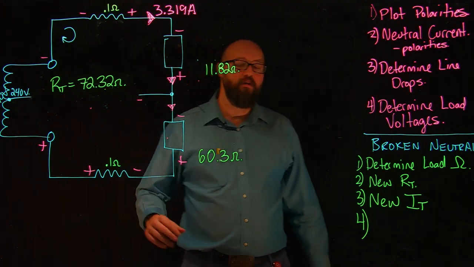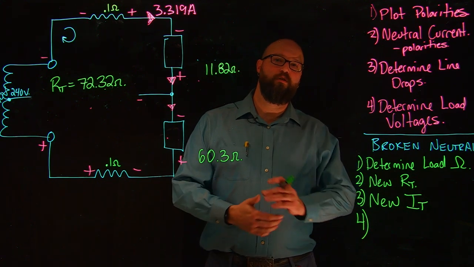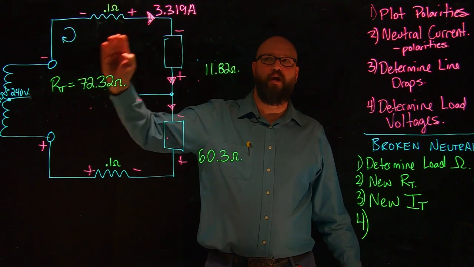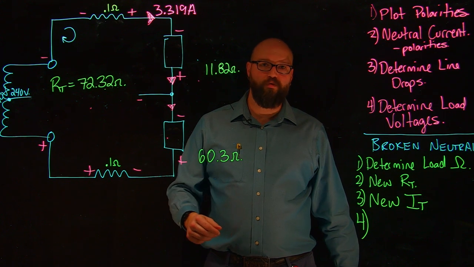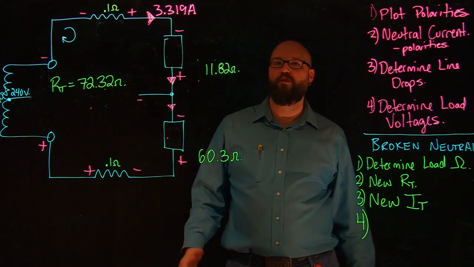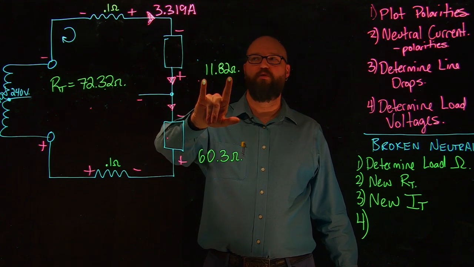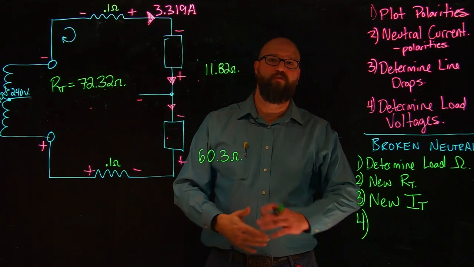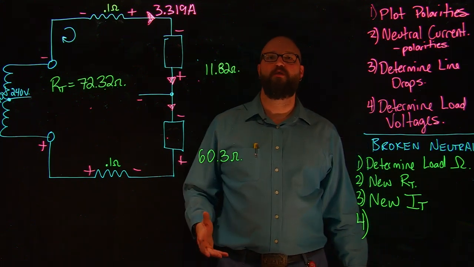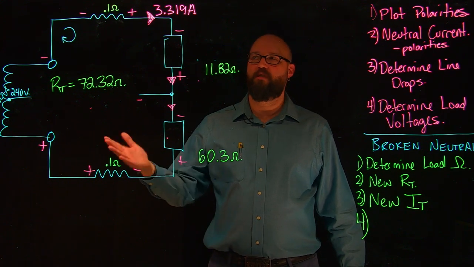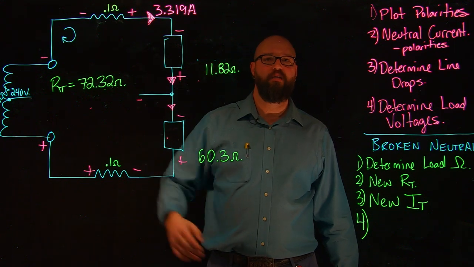Okay, before we do that, I want to look at this circuit and talk to you about something called the voltage divider principle. If we look at a series circuit, we know that this 240 volts is going to have to divide proportionally amongst these loads. If we think about voltage, it's a pressure, and it's going to take more pressure to come through this 60.3 ohms than it is this 11.82 or even this 0.1. So the amount of voltage dropped on a component is directly proportional to the amount of resistance. It helps us determine, without even having to do math, which of these loads should see the highest value of voltage.